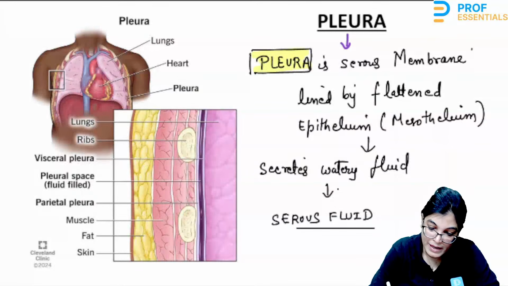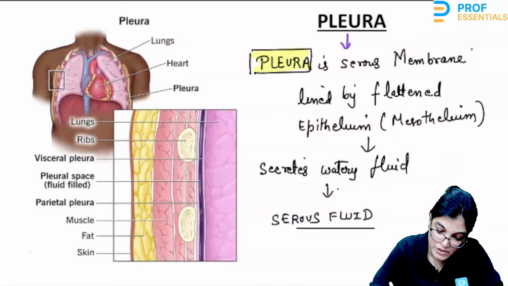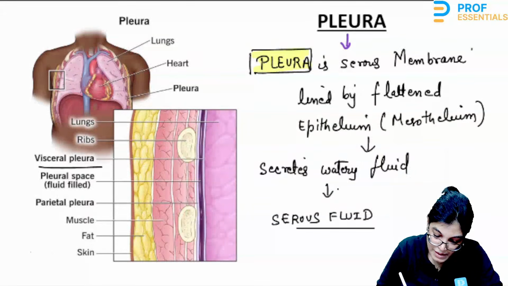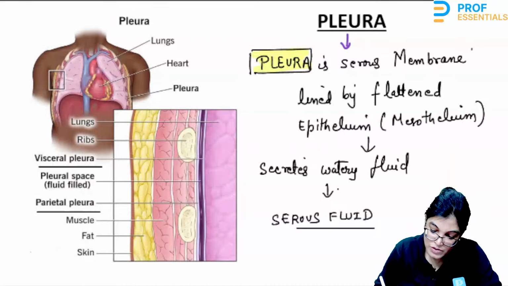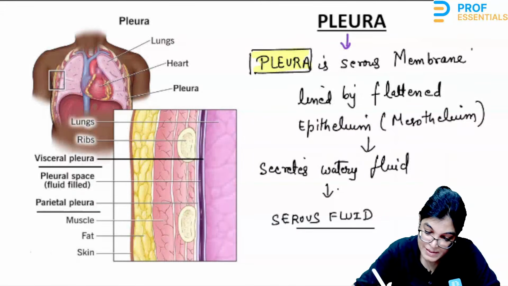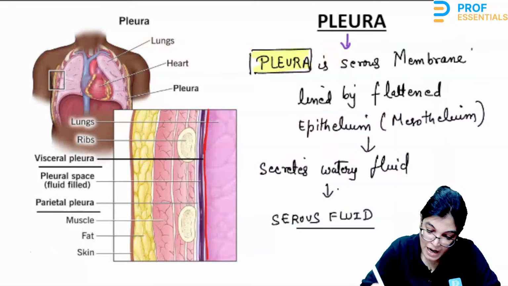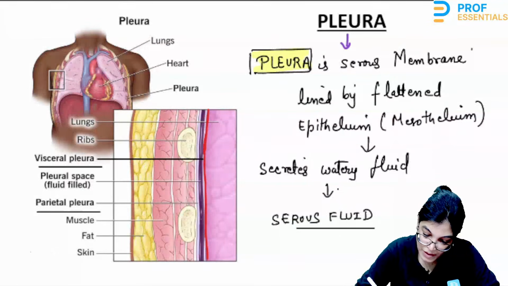So here also, if I'm talking about this important structure, let me just mark here, just a minute. If you see this image, you can mark these two pleura. You can see here, this is the visceral pleura and this is the parietal pleura. So the inner one is the visceral pleura, and the outer one is the parietal pleura.